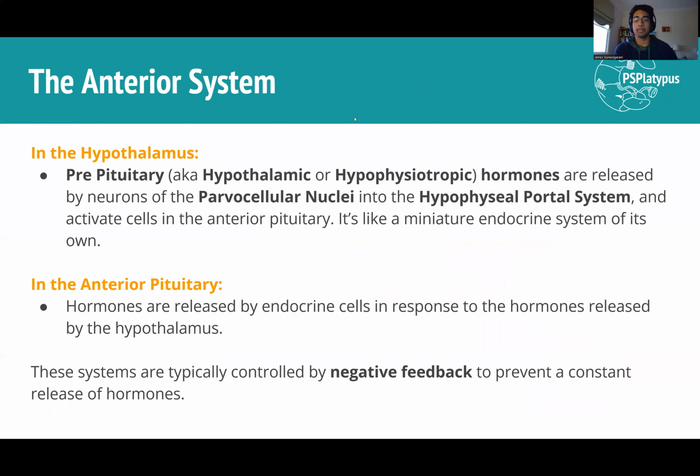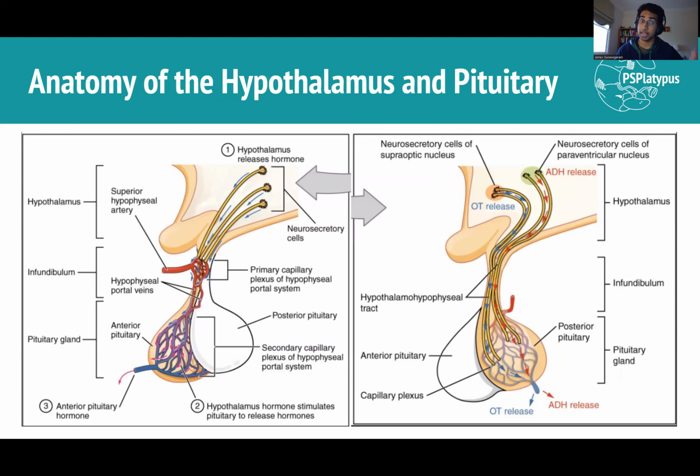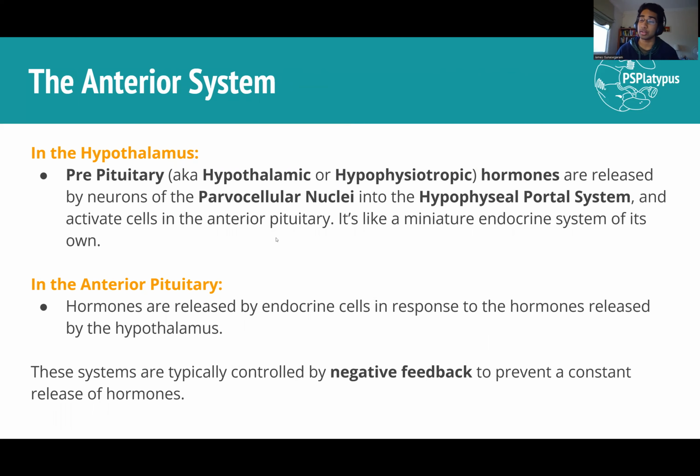Okay, so we're going to talk about the anterior system first because it's the more complex and interesting one. In the hypothalamus, we have what we call parvocellular nuclei, where parvo means little, and they release, we have many names for them, prepituitary, hypothalamic, hypophysiotropic, they release hormones, basically. So they are neurosecretory cells. They take a neural impulse from higher in the brain, all sorts of stuff, and then they convert it to hormones that they release into that little hypophyseal portal system, and they go down into the anterior pituitary, where they act on cells there. And like I said, it's like a little mini endocrine system.